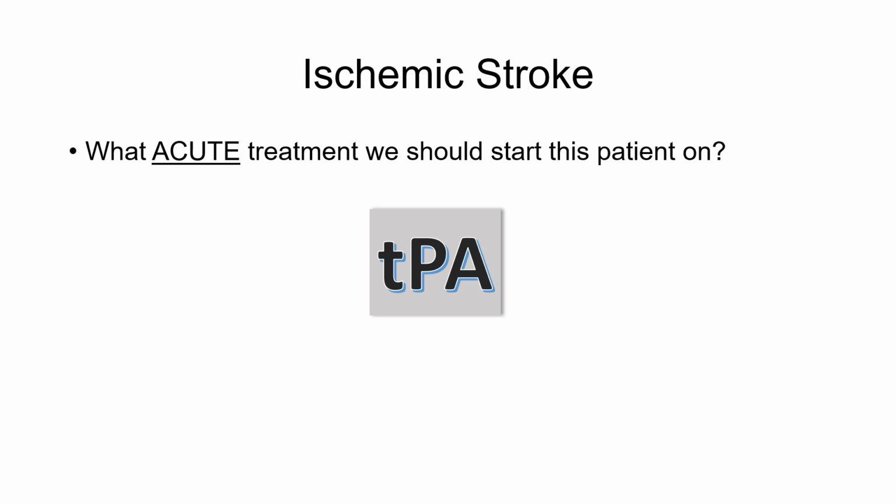So what is the benefit of TPA? If TPA is administered, then the patient is 30% more likely to have minimal or no disabling symptoms at 3 months post-stroke. What is the risk of TPA? The patient's at risk for ischemic to hemorrhagic conversion at a rate of about 6%, and angioedema, which is rare, at a rate of about 1%.